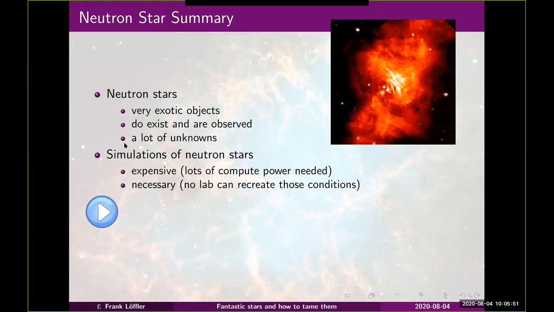And simulations of neutron stars, if you want to do them, are quite expensive, but they are also necessary because there's no way to actually create those conditions on Earth or anywhere close. So that's the only way to actually learn something about them other than observing them, but that's really difficult.